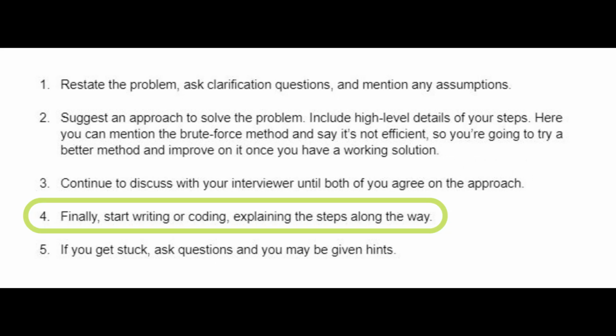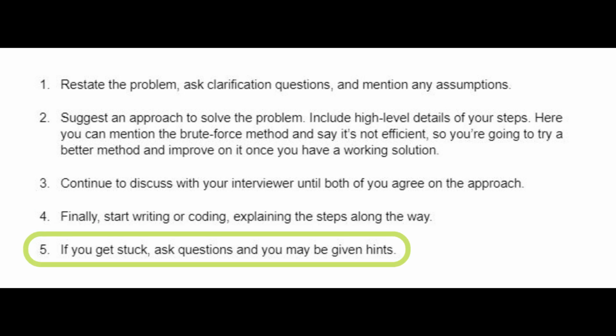Finally, start writing or coding, explaining the steps along the way. If you get stuck, ask questions and you may be given hints. There are people who jump straight into solving the problem and stay silent until they arrive at their solution. Most of us have done that at one point, but let's not moving forward. Usually your interviewer wants to help you and wants you to succeed.